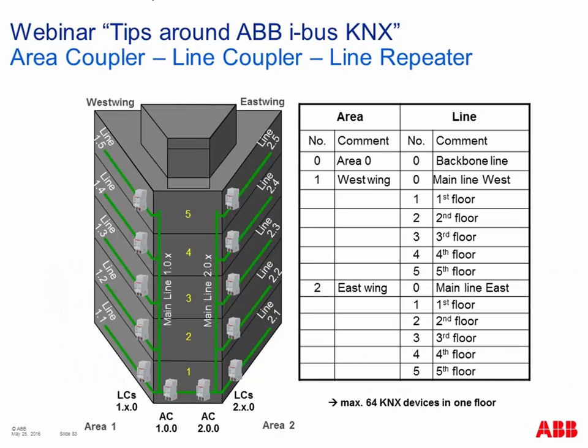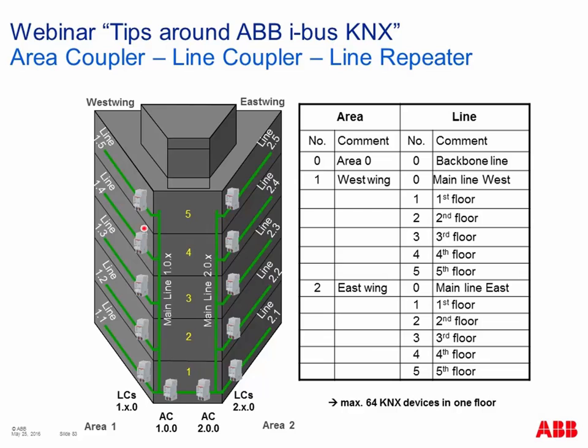So when do you need such line repeaters? Take this example of a small office building with 5 floors. We have a so-called west wing of the building and maybe an east wing. How can we divide this building into areas and lines? We have 5 floors, and per floor, per wing, no more than 64 devices.